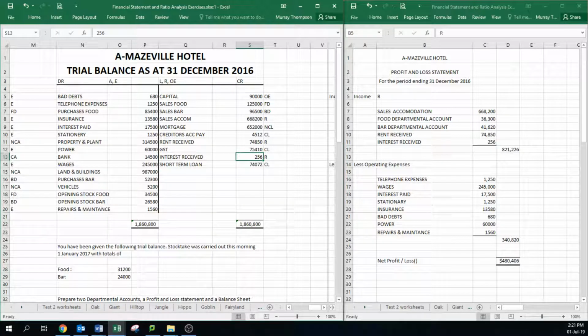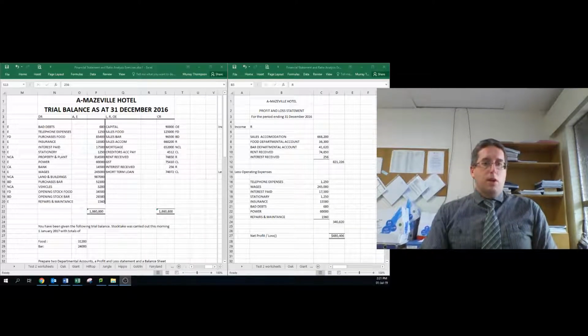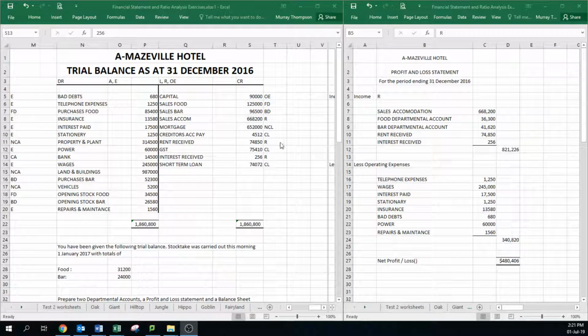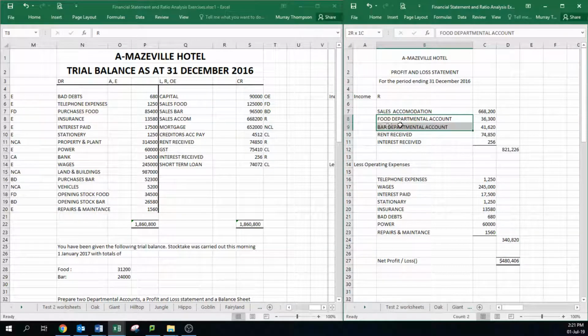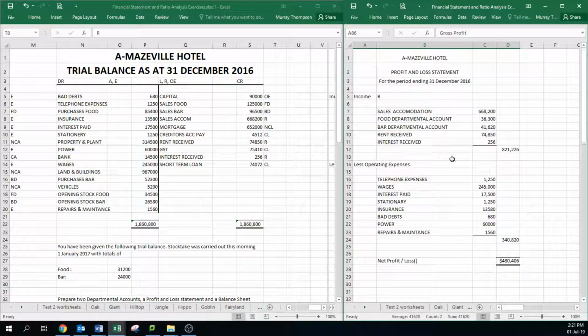Okay, now what's really important, really important, don't double up. Do not double up. If you've used sales and food, don't put it again here. If you've used purchases food on the departmental account, don't double it up. You just want to pick the other items, the other revenues. The other thing is the gross profits of each of those departmental accounts that you just calculated. So here we go, gross profit for food, gross profit for bar. They both enter into the revenue section up here.